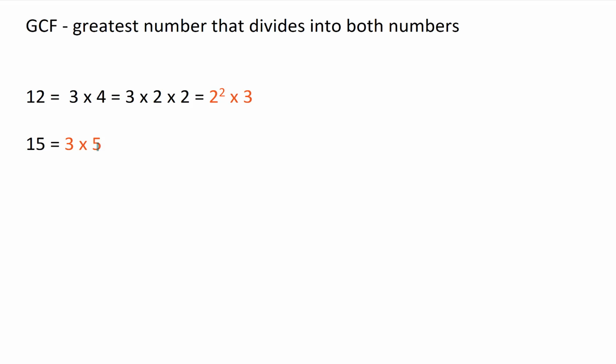Well, the only bases they have that are the same are the 3's. So this is going to be the greatest common factor of 12 and 15, because it's the only number they have in common that will divide into both of these numbers. So let's look at some more examples.